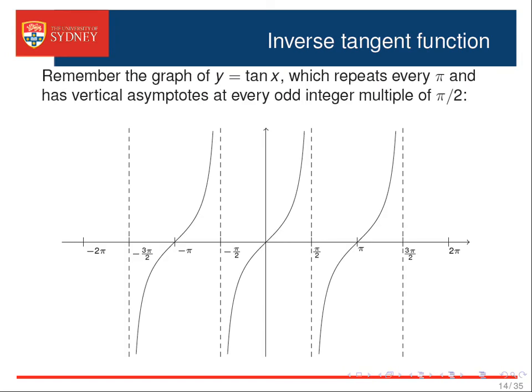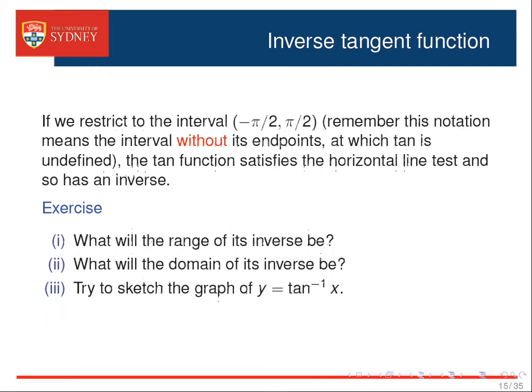Finally, let's look at the tan graph. Remember, y equals tan x repeats every pi, and has vertical asymptotes at every odd integer multiple of pi on 2. If we restrict now to the interval from minus pi on 2 to pi on 2, remembering that the round brackets mean the interval is not including its endpoints, then the tan function does satisfy the horizontal line test, and so we can define its inverse.